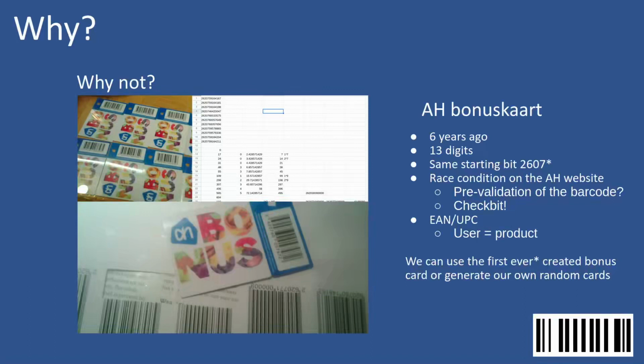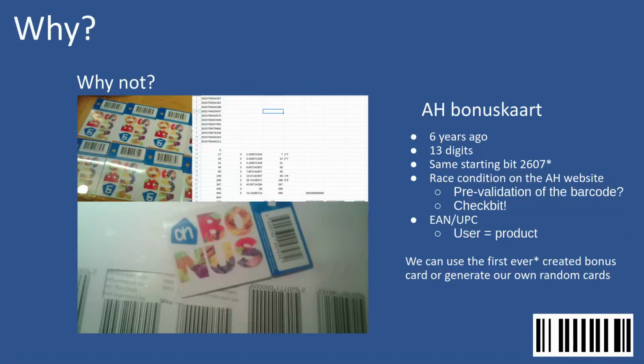And I noticed that they were all sort of similar. They had just 13 digits. They all had the same starting sequence. And you could actually use them on the website of the grocer at the time. You just filled in the number, and it would tell you what your last purchases were. There was no other validation. It was interesting. And I noticed a small race condition. Some of the numbers I just randomly made up were instantly declined, and the numbers that were valid took half a second longer. So I noticed there was a sort of pre-validation, and that actually indicated there was a check bit.